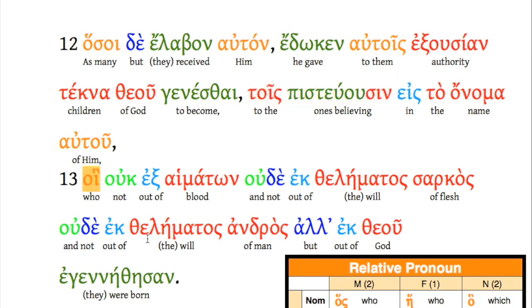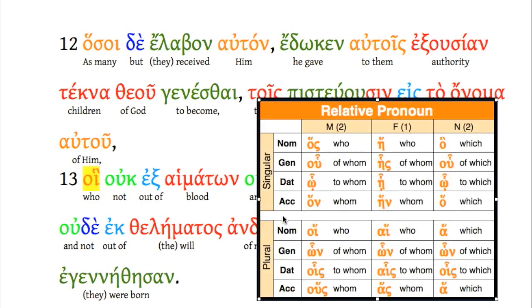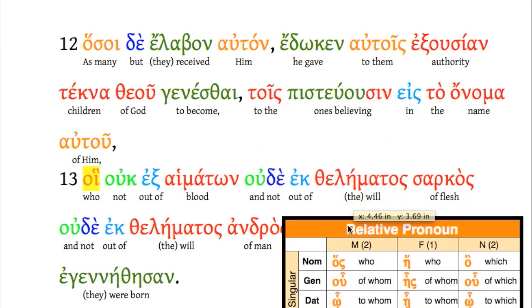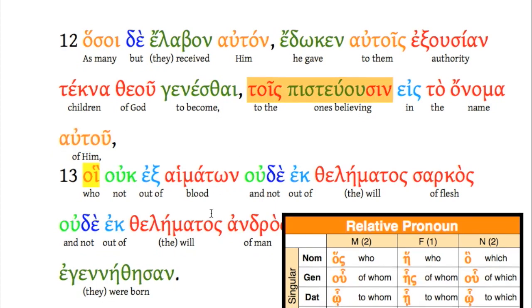Okay, so we look at that and we know that this is a nominative plural masculine, right? Hoi. All right, so what is our subject up here? Well, we're talking about these believing ones. In verse 12, as many as received him, he gave them authority to become children of God, to the ones believing in his name. And it goes on then to describe these ones who believe in his name.